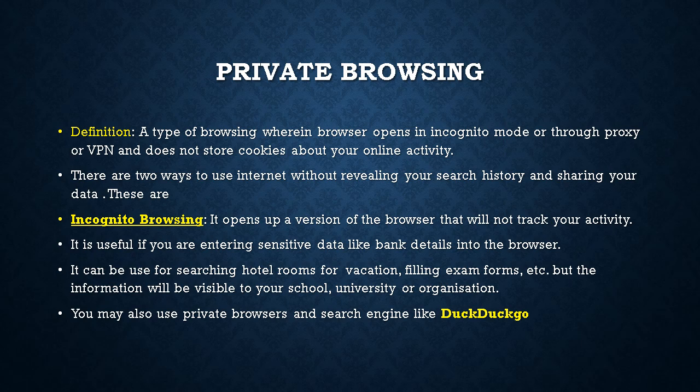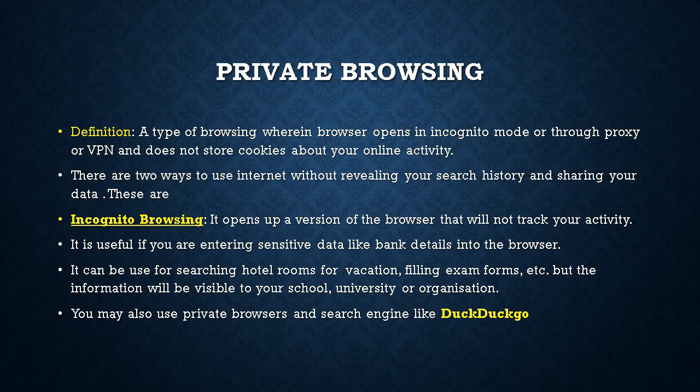So how can you do a private browsing? You can do it by opening your browser, say Google Chrome, Firefox or Opera Mini through incognito mode or through proxy. Proxy means fake, as simple, or through virtual private network. We'll discuss about these things in later videos. Now there are two ways to use internet without revealing your search history and sharing your data. These are, number one is incognito browsing.